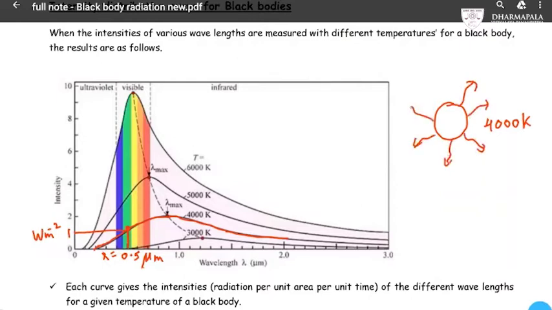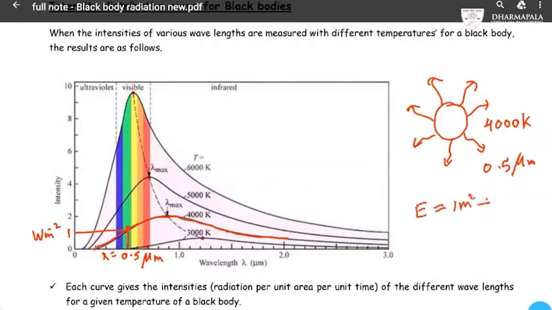You select a particular wavelength out of it, that is 0.5 micrometer wavelength. From that wavelength, what is the total amount of energy emitted per 1 square meter area per 1 second? That is, according to the graph, 1 watt per square meter. So that's the idea of this graph.